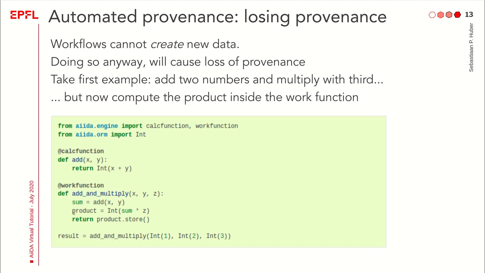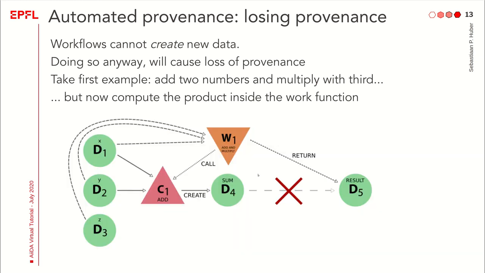So again, we take the work function that we have, but remember in the first version, we let all the actual calculations be done by the calc functions. In this case, let's see what happens if we do the following. For the addition, we call the calc function, as we should, but then for the product, instead of calling the multiply calc function, we do the multiplication ourselves directly in this work function. So we take the sum, multiply by z, turn it into an int node, and we store the product and return it. If we run this work function, this will be the provenance graph.